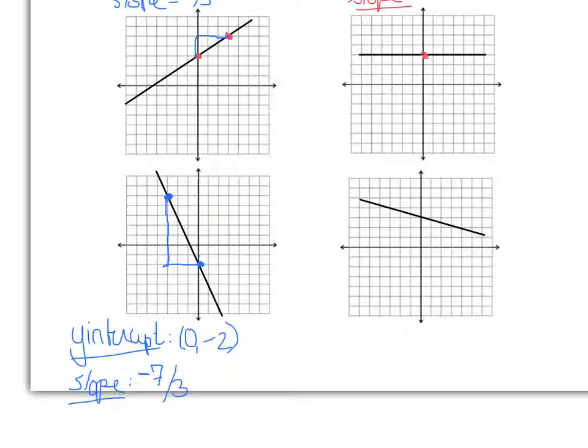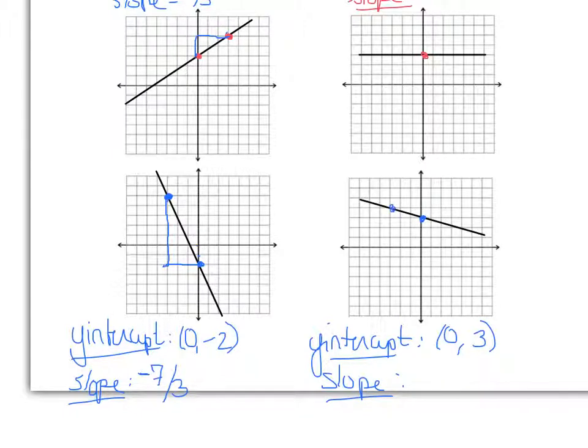Looking at one more example here, and then I do have one application problem. Again, first thing I'm going to do is label my y-intercept. So it looks to me that my y-intercept goes over 0, and it goes up 3, so I'm at 0, 3. To find my slope, I need another point. Looks like a good point there. Again, I always go left to right, so going left to right, I'm going to go down 1, and I'm going to go over 1, 2, 3. So my slope is negative 1/3.